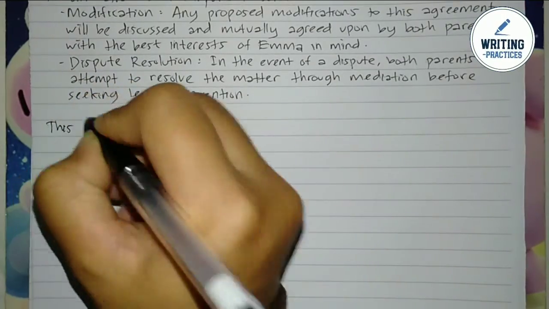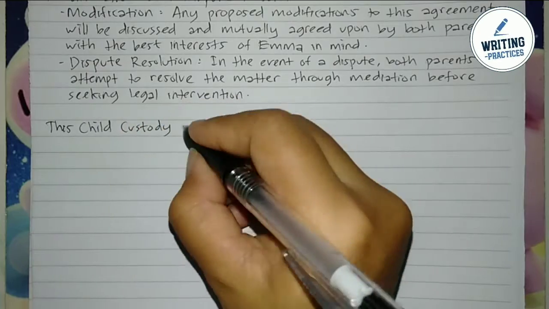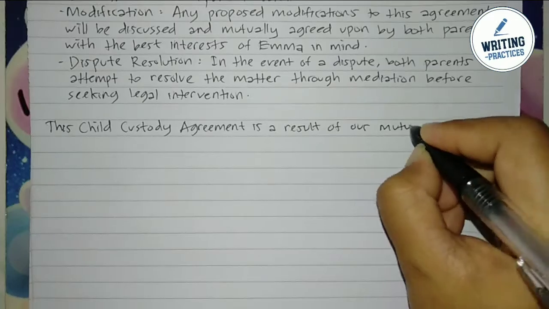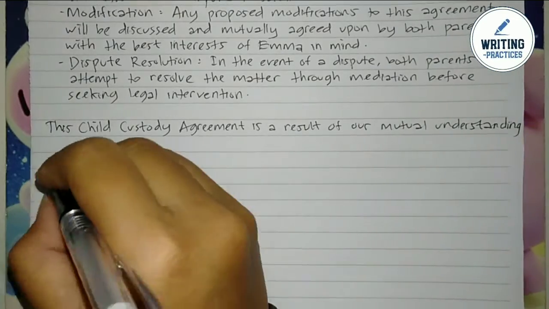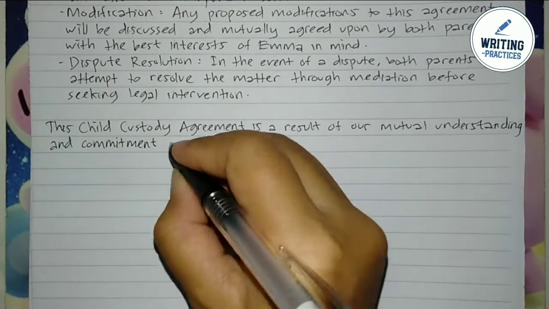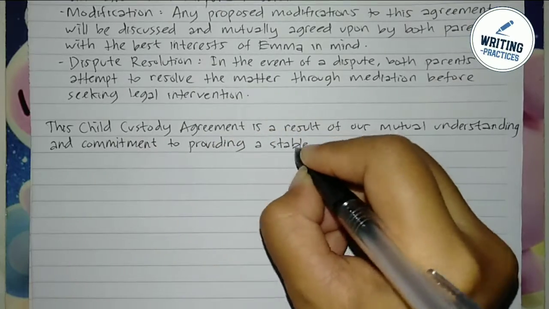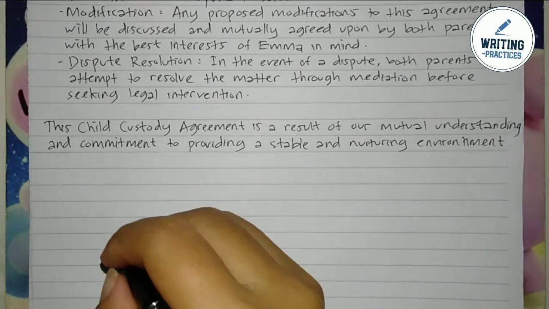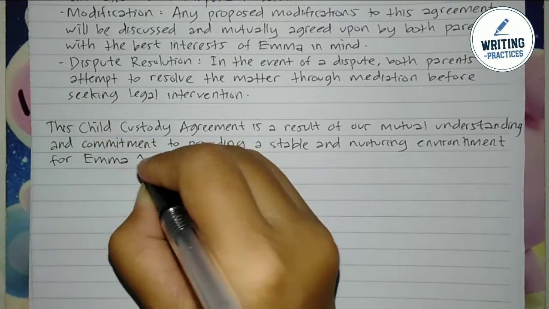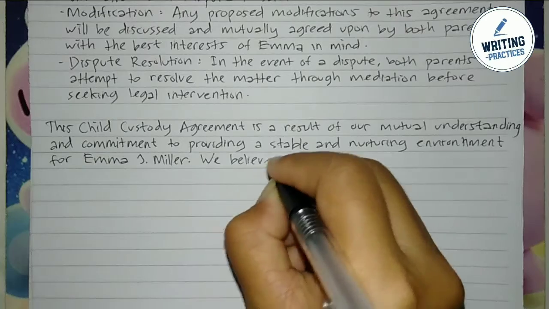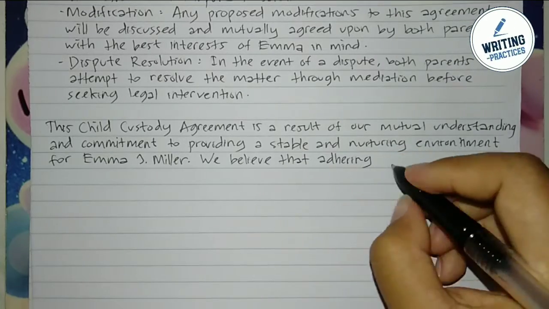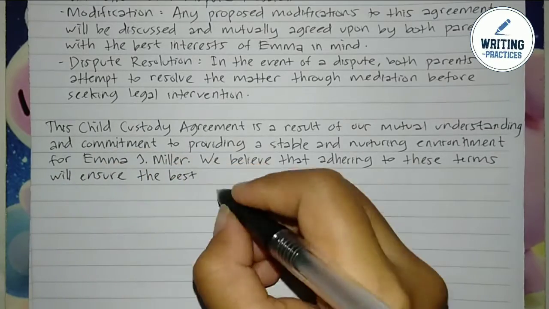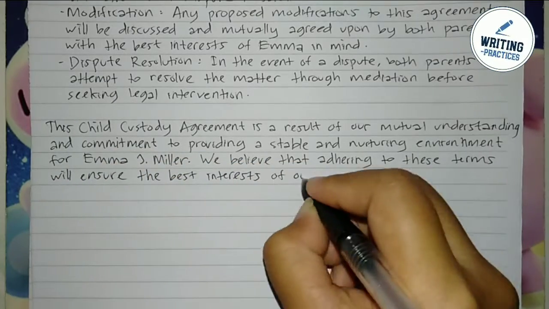In the third paragraph, this should be a conclusion. Yes, you just need to summarize the key points and highlight that the agreement is a result of mutual understanding for the child's well-being. From the letter here, you may write the conclusion like this. This child custody agreement is a result of our mutual understanding and commitment to providing a stable and nurturing environment for Emma J. Miller. We believe that adhering to these terms will ensure the best interests of our child. Sure, you can modify it based on your preference.